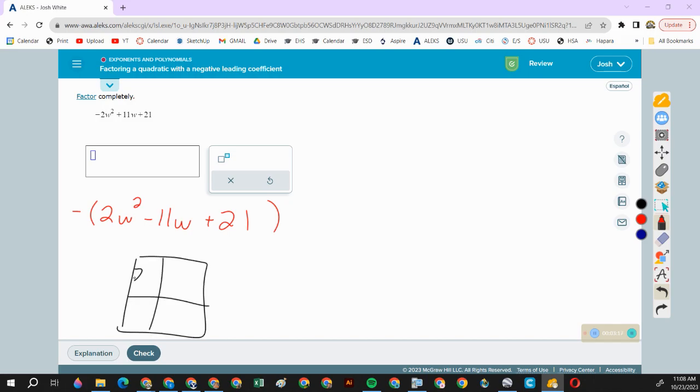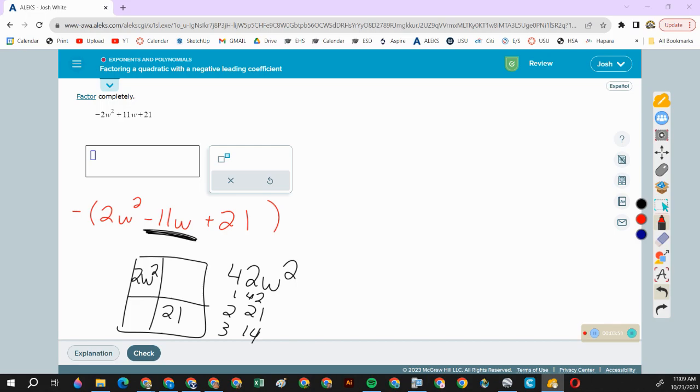So in the box, I put in 2w squared and 21. Multiply those together. 42w squared. Are there factors of 42 that add to be negative 11? So 1 and 42, does that work? No. 2 and 21, does that work? No. 3 and 14, that's it.